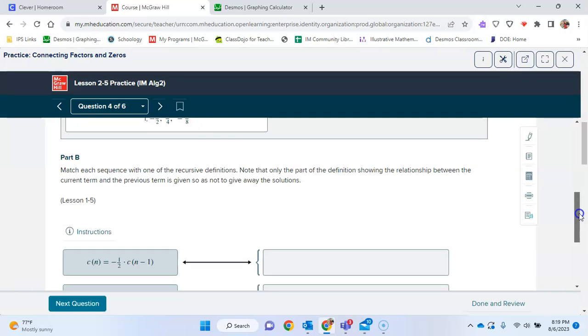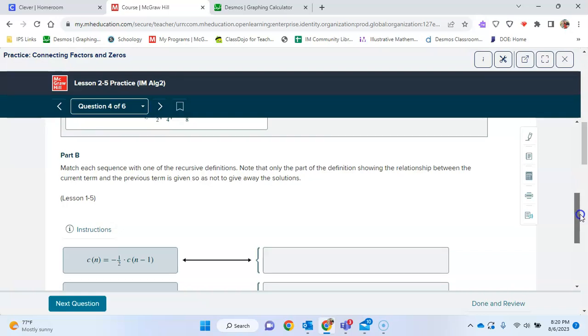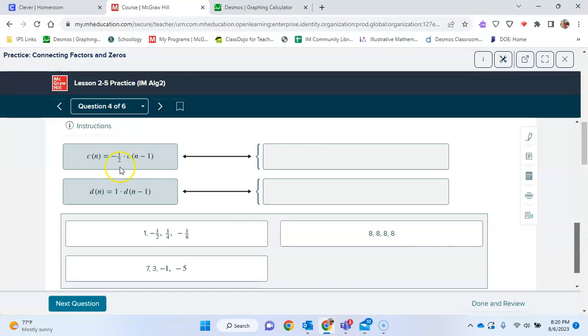Part B. Match each sequence with one of the recursive definitions. Note that only the part of the definition showing the relationship between the current term and the previous term is given, so as not to give away the solutions. All right, so for C of n, you can see you take the term each time and multiply it by negative 1/2. 1 times negative 1/2 is negative 1/2. Negative 1/2 times negative 1/2 is 1/4. And 1/4 times negative 1/2 is negative 1/8.